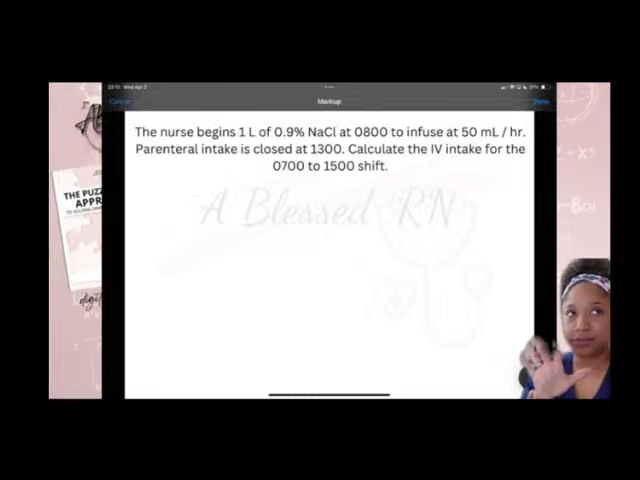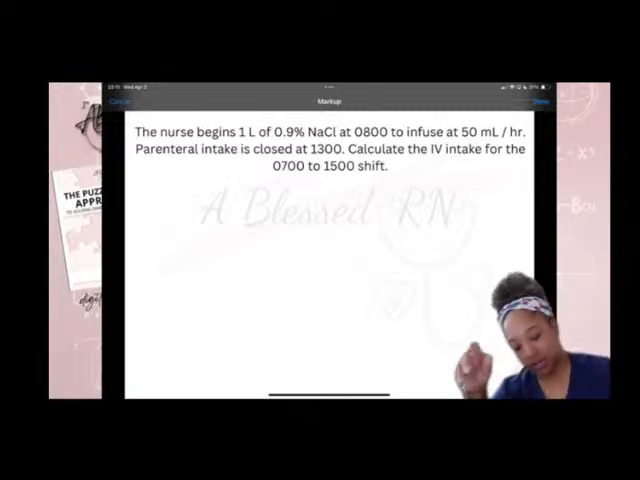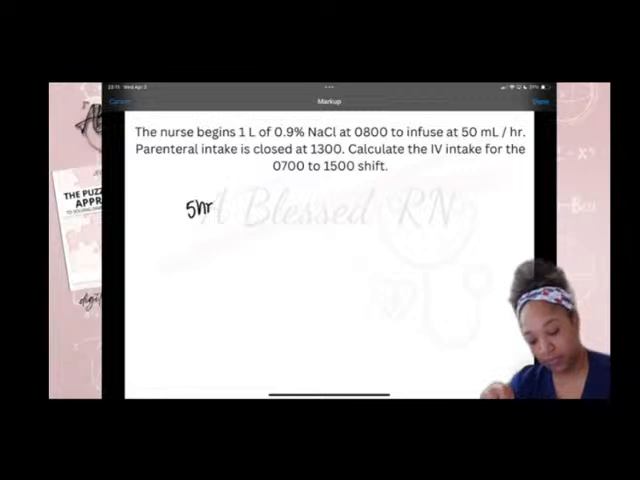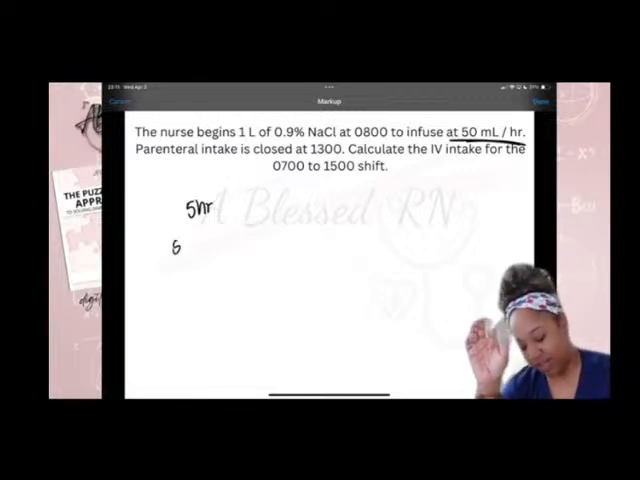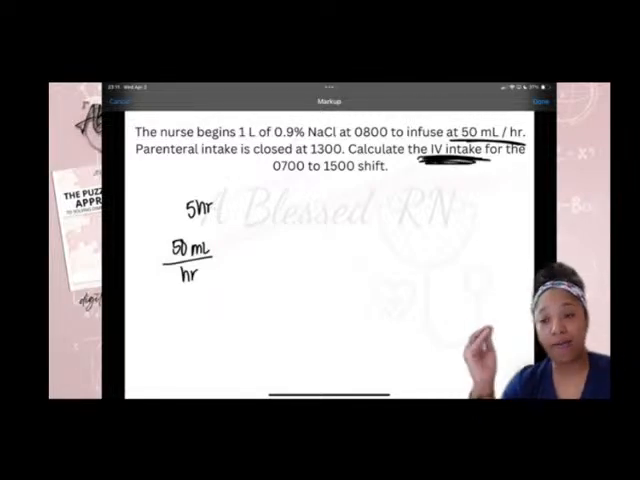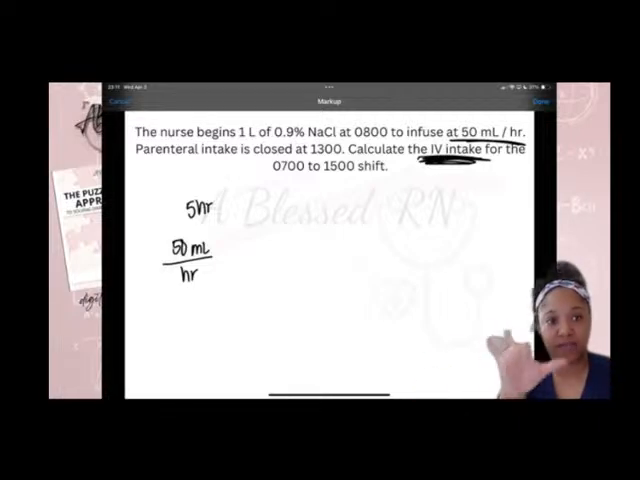Five, right? 1, 2, 3, 4, 5. All right, so if I got 5 hours that my IV ran, and it says that it ran at 50 milliliters per hour. Calculate the IV intake. So, how many milliliters went into my patient between 5 hours if it's going at 50 milliliters per hour?